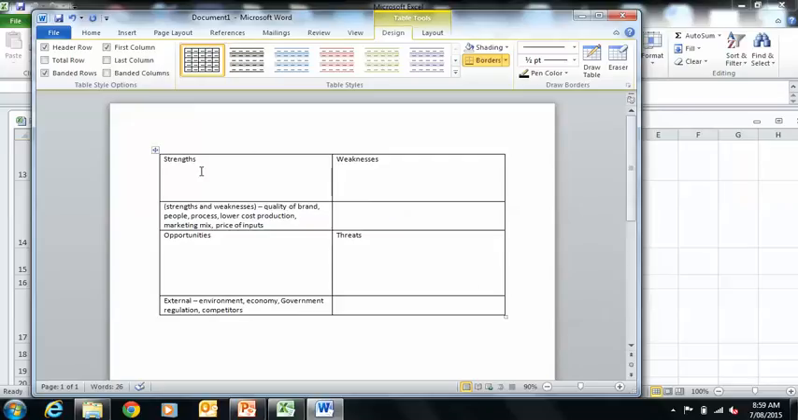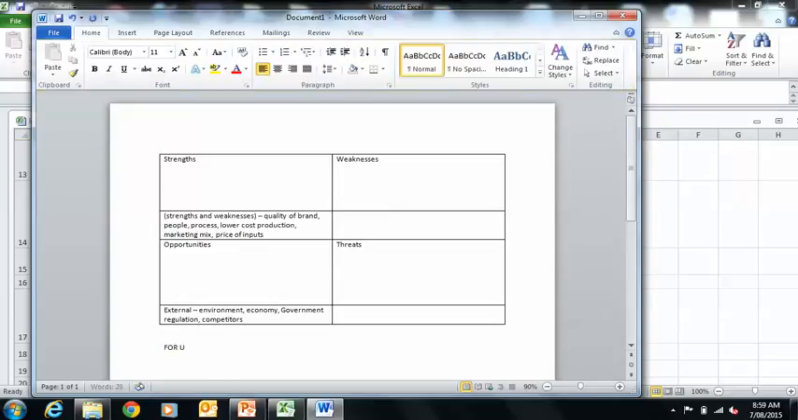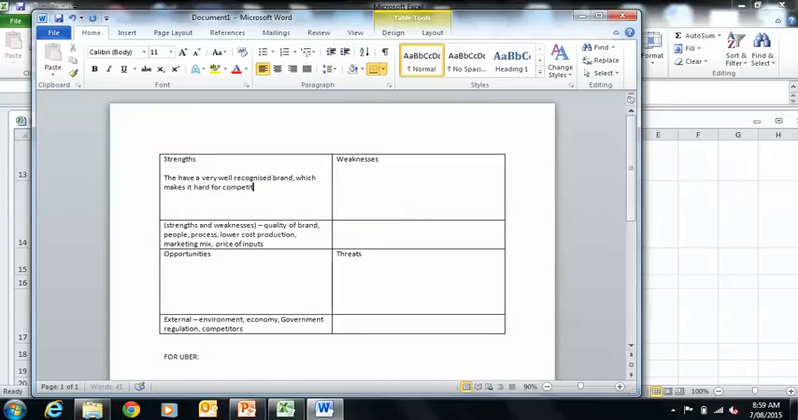Okay, so if I make this for Uber, I'll just put it down the bottom. A strength for Uber that I've already looked at in my analysis: they have a well-recognised brand, which makes it hard for competitors to compete. So a very well recognised brand. What's a weakness for Uber? Well, one of the weaknesses is that they don't have the full licensing from governments that a taxi might have. Okay, that's the real problem. They don't have that set in place.